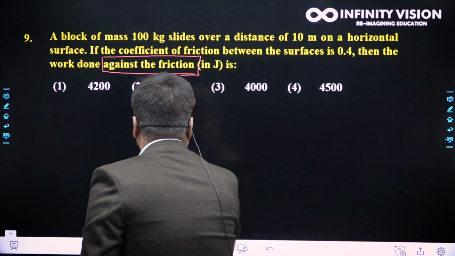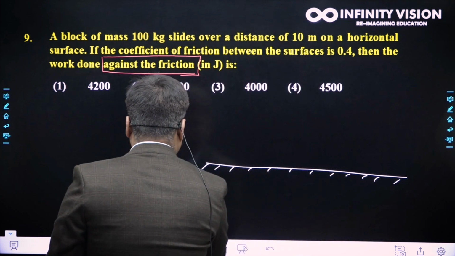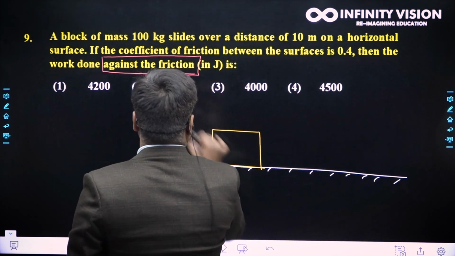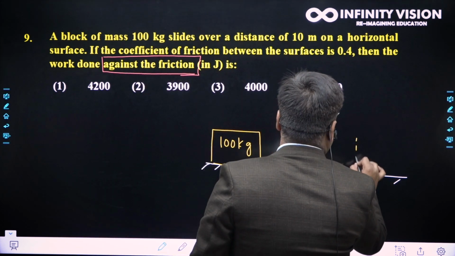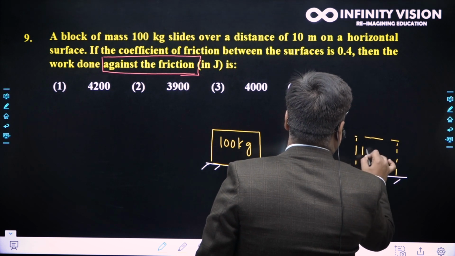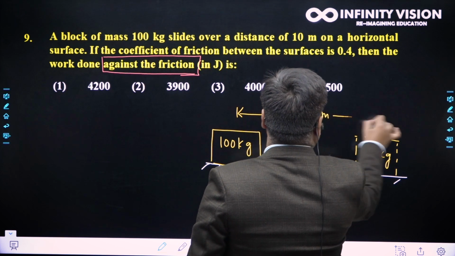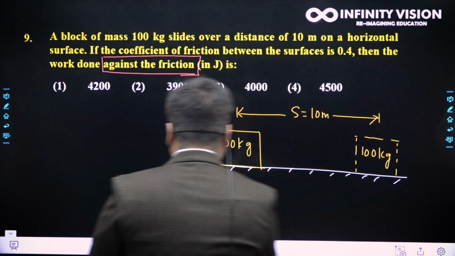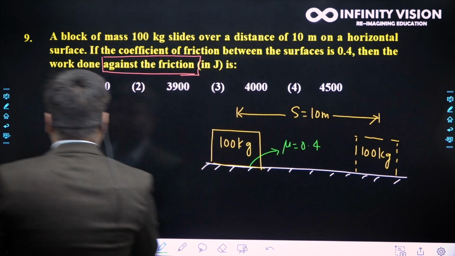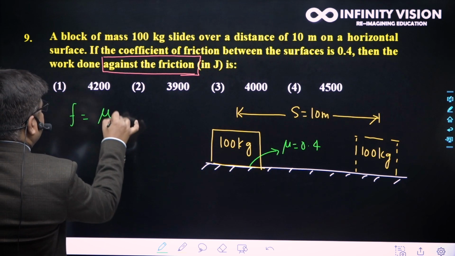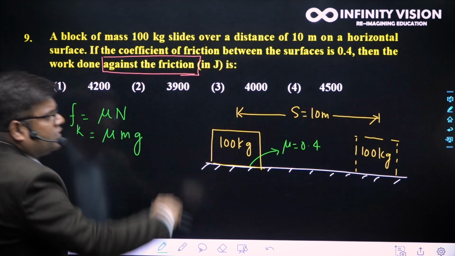Let's depict it on a diagram. Suppose this is a surface, and there is a block whose mass is 100 kg and it is sliding on this surface over a distance of 10 meter. Let's suppose the block reaches over here and this displacement is 10 meter. The coefficient of friction is 0.4 between the surface and the block. So we know that the friction force is nothing but mu times N, kinetic friction, and N will be equal to mg because the block is moving on a horizontal surface.